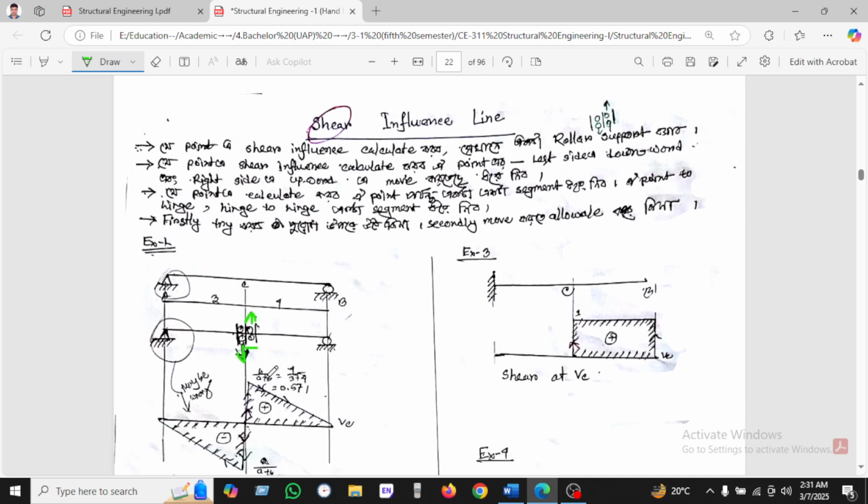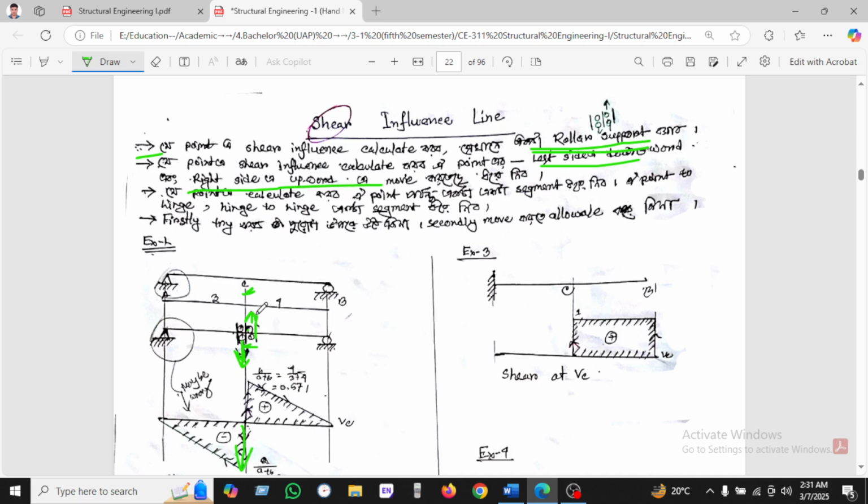Where we are trying to calculate the shear, first of all we insert a roller support at that point. And then where we try to calculate the influence line, the left side will go down, and the right side will go upward.